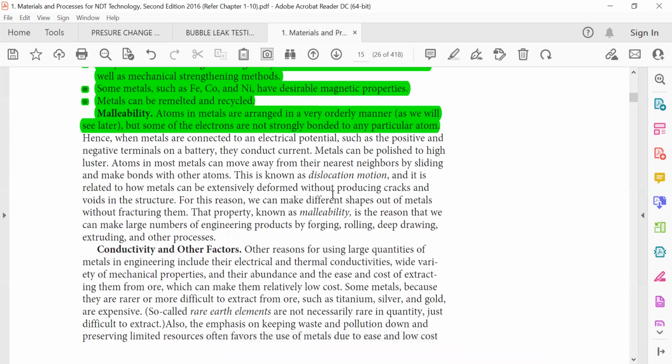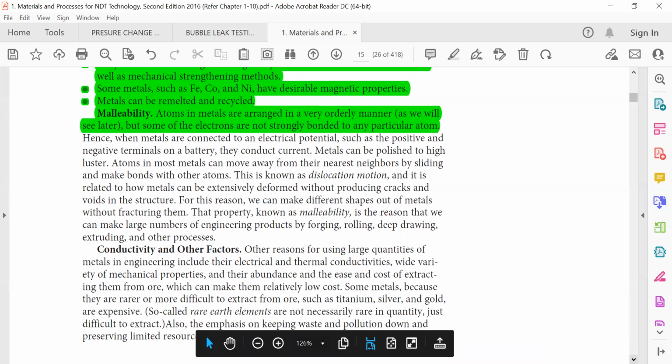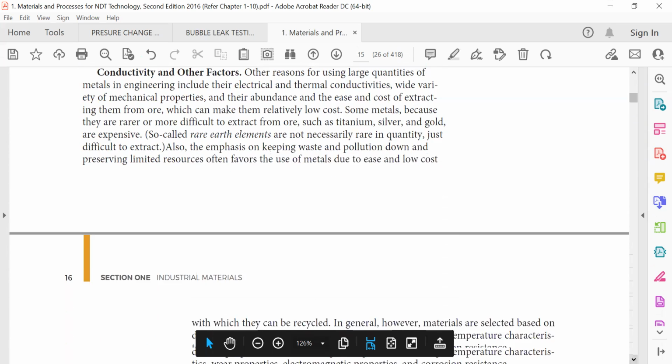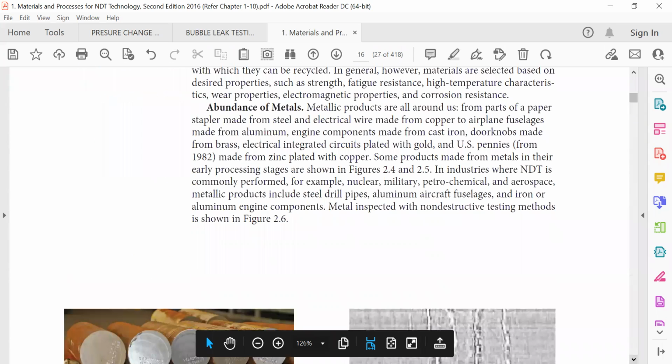Malleable means, known as dislocation motion, easy to roll, easy to work, harden, cold work. That is malleability. Conductivity and other factors. Conductivity to conduct electricity. Abundance of metal.